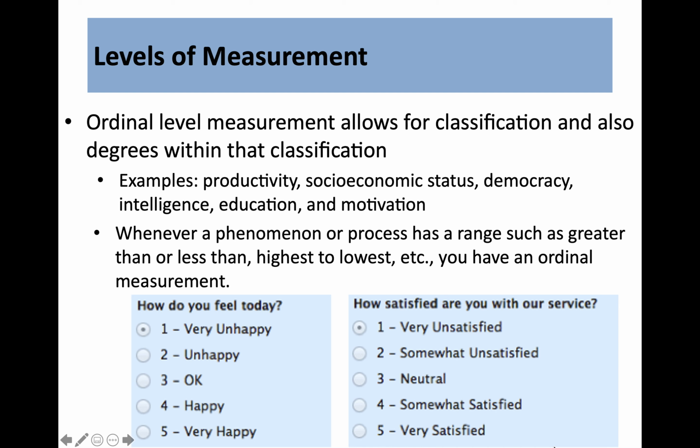Ordinal level measurement allows for classification and also degrees within that classification. Examples: productivity, socioeconomic status, democracy, intelligence, education, motivation. They're all examples of ordinal levels of measurement. Whenever a phenomenon or process has a range, such as greater than or less than, highest or lowest, etc., you have an ordinal measurement.